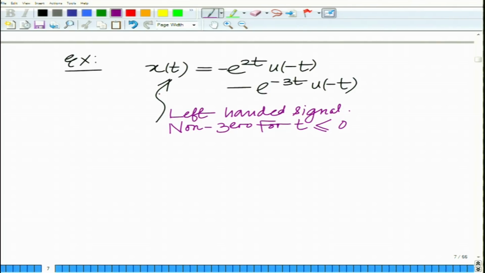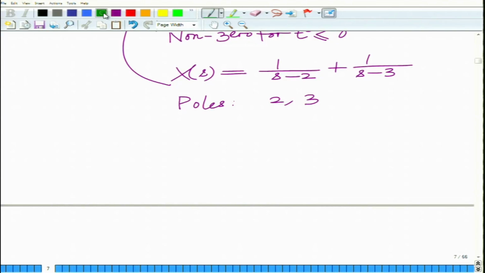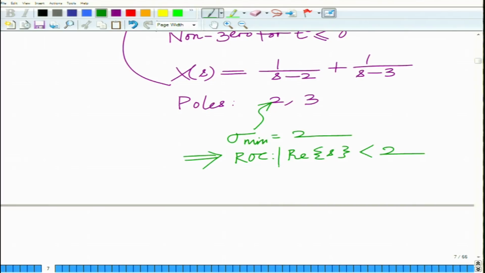Now, if you look at the Laplace transform, minus e raised to 2t u of minus t has Laplace transform 1 over s minus 2, plus 1 over s minus 3, you can check that. This implies the poles are 2 and 3. Sigma min, the minimum of the real part of the poles, is 2, which implies the ROC is real part of S less than 2. That is your ROC.